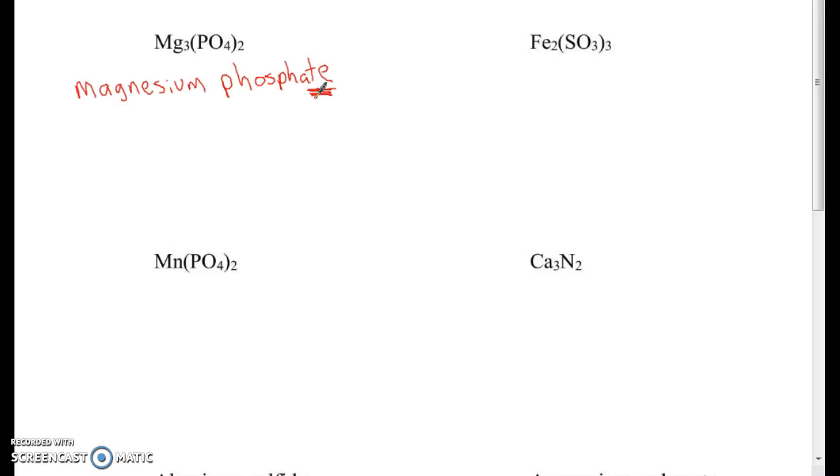But when we look at the one to the right, Fe2(SO3)3, find iron on the periodic table. It's atomic number 26. In the upper right-hand corner, it has a 2, 3. That's telling you that iron can be either +2 or +3. It is multivalent. So we have to figure out which iron it is.